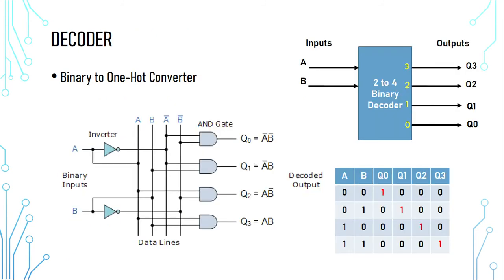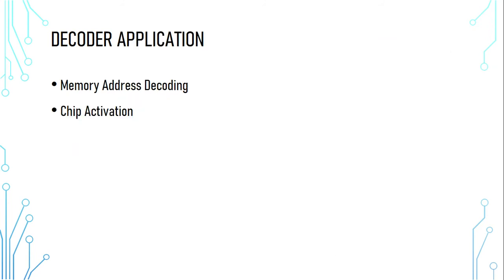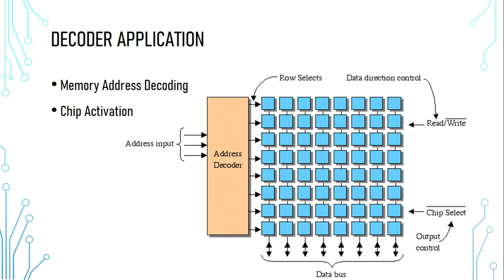Decoder. It's a binary code to one-hot code converter. The schematic, truth table, and logic circuit of a 2 to 4 decoder are shown in this slide. Decoders are used as memory address decoding units and chip selectors and activators. Assume that this figure shows a memory which, based on the input address, activates a row whose data will be read or to which new data will be written. A decoder is used here to change a binary address to one-hot code and select or activate a row of our memory.